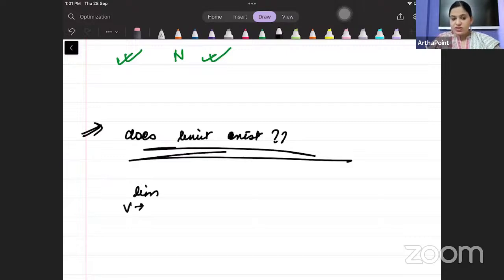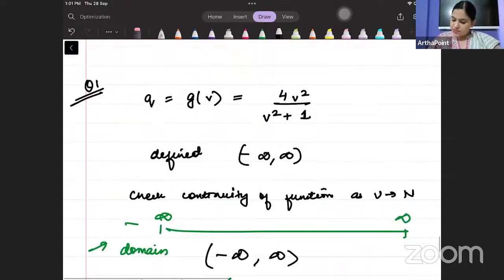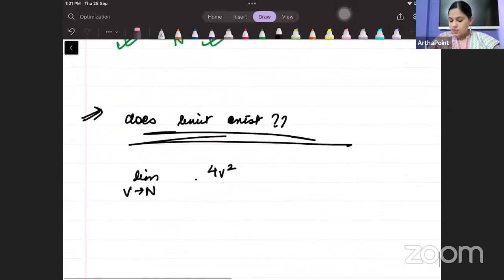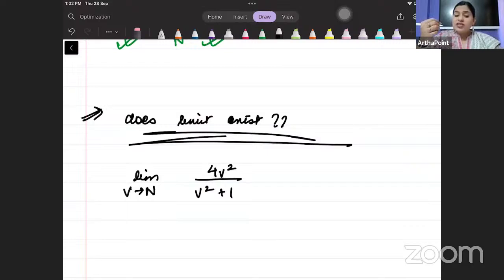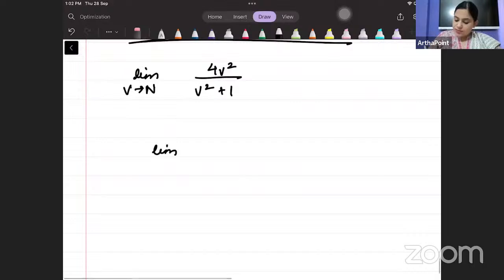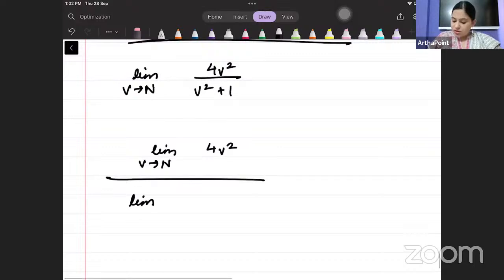Limit v tends to n, and I have put my function there. So what is my function, beta? My function is given as 4v square upon v square plus 1. Can I apply the quotient rule here? Yes, in limits we have just learned the quotient rule. What does the quotient rule in limit say? That limit can distribute separately to the numerator and to the denominator. So we distribute separately: limit v tends to n 4v square upon limit v tends to n v square plus 1.